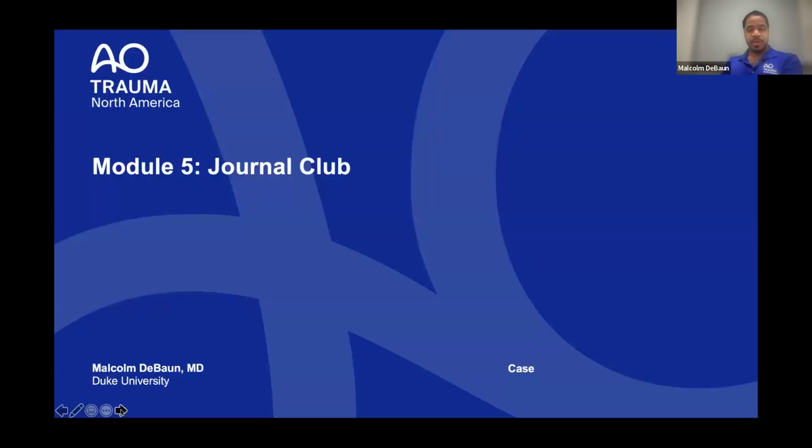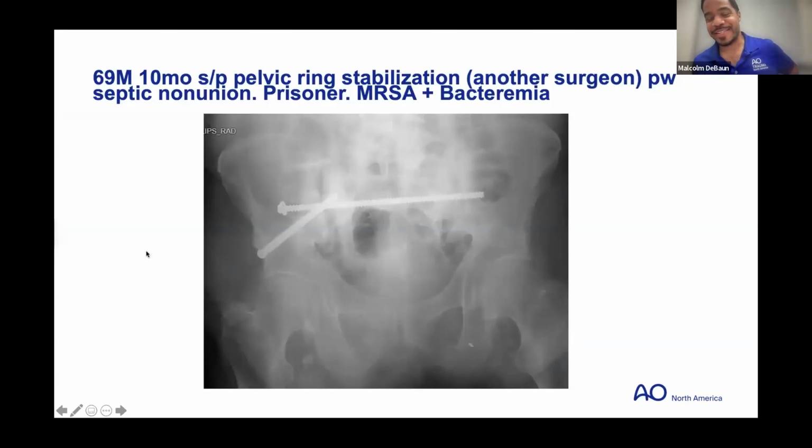100%. Speaking of that, I have a case. This is a septic non-union, and it's going to be a little different flavor, but hopefully a nice illustration of some basic principles on how to manage non-unions, especially septic non-unions. So buckle up. This was a 69-year-old male prisoner, somebody who's incarcerated, who was 10 months out from a pelvic ring stabilization by another surgeon, diagnosed with a septic non-union, had MRSA bacteremia at the time of his presentation to the hospital with his non-union, and also had some open wounds.